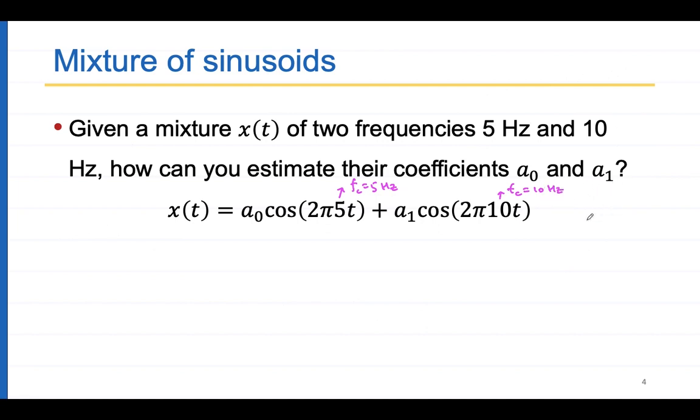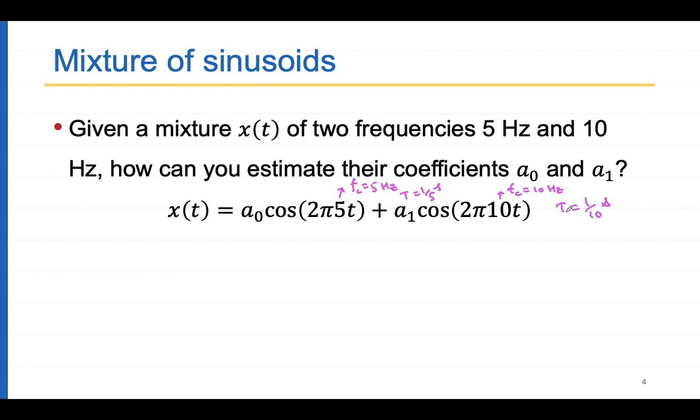Let me ask you a question. Is the overall signal periodic? The time period of this is 1 upon 5 seconds, and the time period of this is 1 upon 10 seconds. Is the overall signal periodic? The answer is yes, because both of these are multiples of each other.